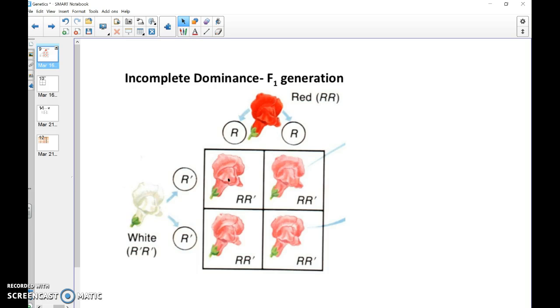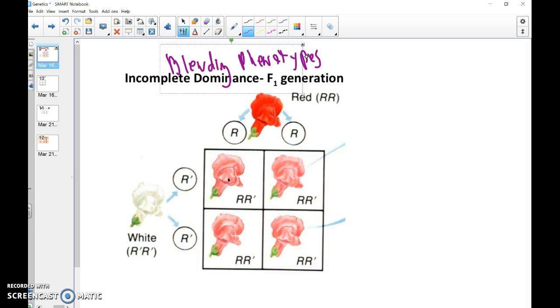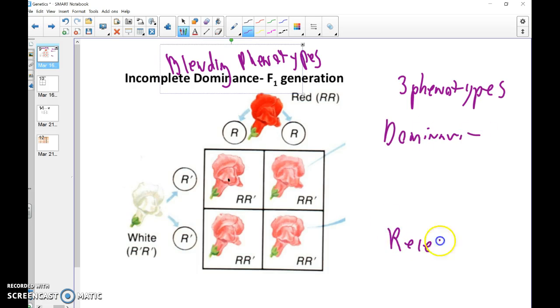So the first one we want to look at is what's known as incomplete dominance. Now, incomplete dominance is known mostly for a blending phenotype. So typically for a monohybrid cross that you would see, like in this picture, you would have two phenotypes. But when we have incomplete dominance, there are always three phenotypes. There is the dominant phenotype, there is the recessive phenotype, and now there is a hybrid phenotype.